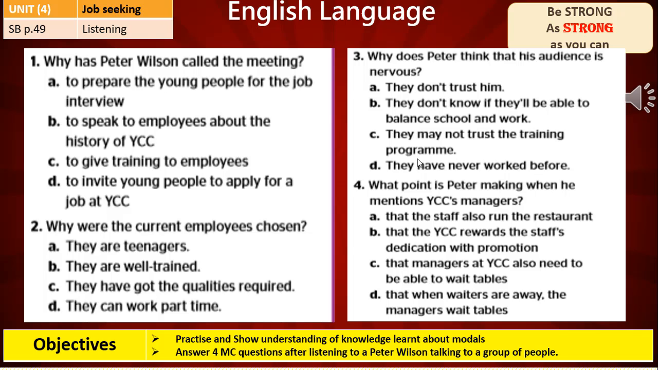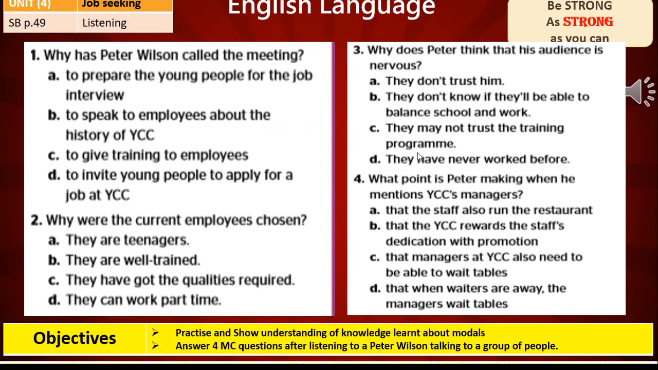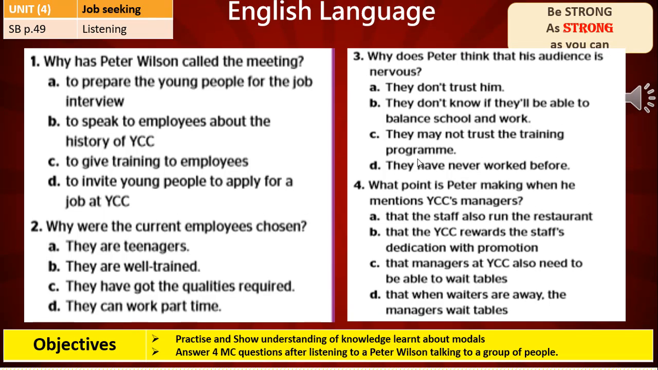What's the answer for A? Why has Peter Wilson called the meeting? Is it to prepare the young people for the job interview? Or to speak to employees about the history of YCC? Or to give training to employees? Or to invite young people to apply for a job at YCC? Yes, I heard the correct answer. Who was it? Jason? C? To give training to employees? Great, that's the correct answer.